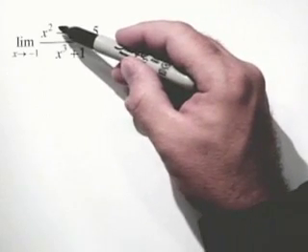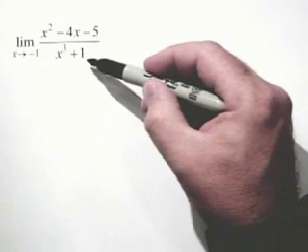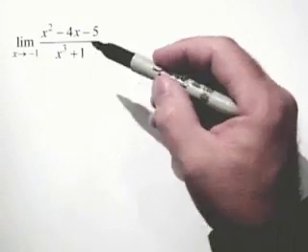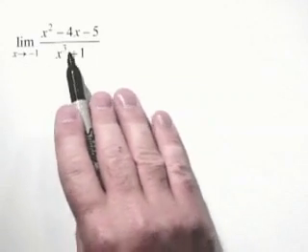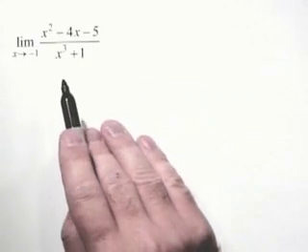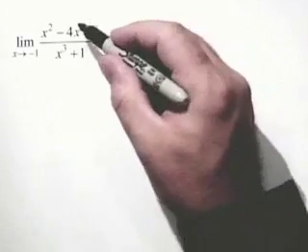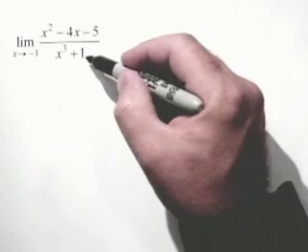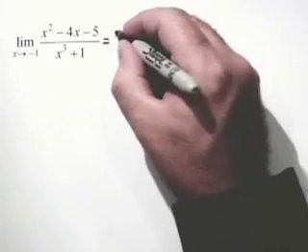We have one function in the numerator, x squared minus 4x minus 5, another function in the denominator, x cubed plus 1. We notice if we take the limit as x approaches negative 1 of the denominator, we'll get 0 in our denominator. So we cannot apply our quotient rule directly. However, we notice that both the numerator and denominator are polynomials. So we'll go ahead and try factoring first.